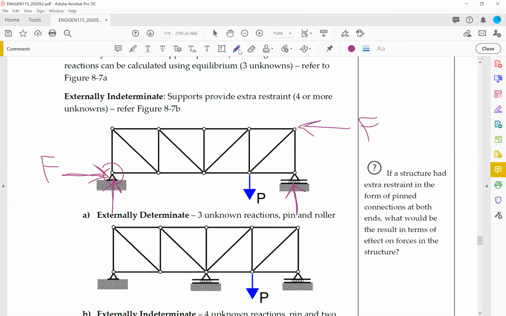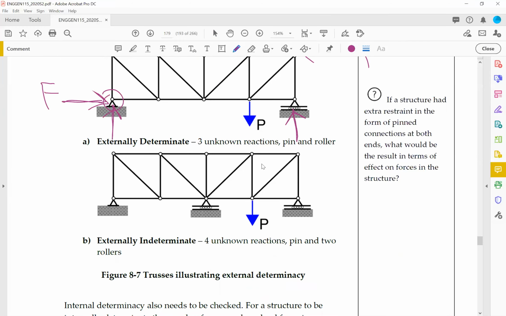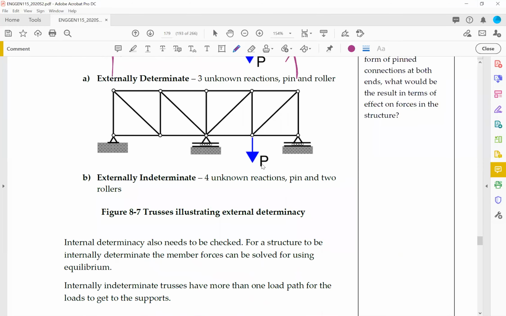Let's have a look at an indeterminate case. So indeterminacy is where the reactions, or the supports, are providing too many reactions for us to calculate. We see that there are two roller supports and one pin support. That means we, in fact, have 4 reactions, because the pin provides 2 and each of those rollers provide 1 reaction.